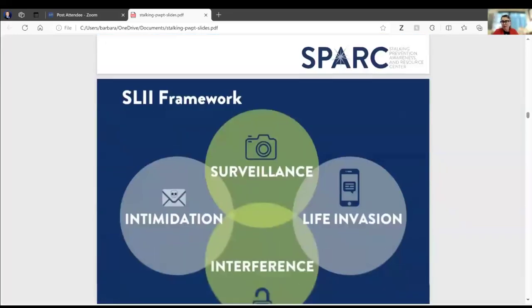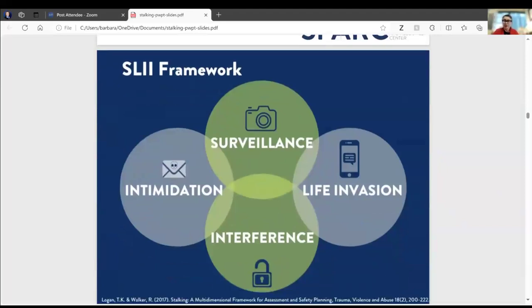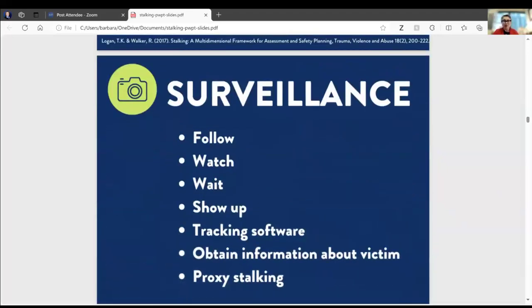What we know about stalking behavior is this framework. There is surveillance, there's intimidation, there's life invasion, and there's interference. When we talk about surveillance, we're talking about them following them, watching them, waiting for them, showing up, using tracking software, which I'm going to talk a little bit more about in just a few moments, or they get information about the victim either from other people, or they go online and use some of those people finder websites. And they'll also do proxy stalking.